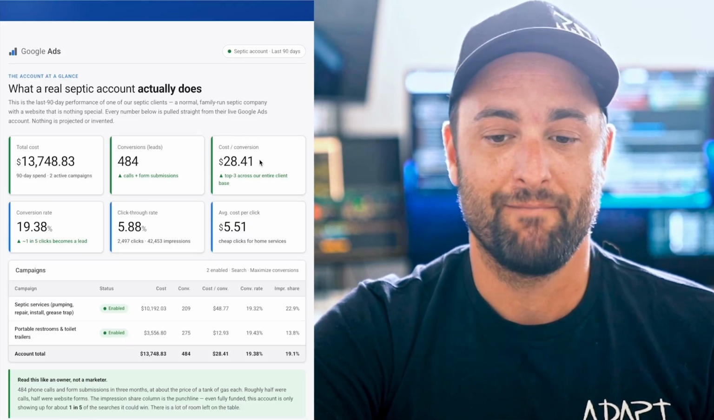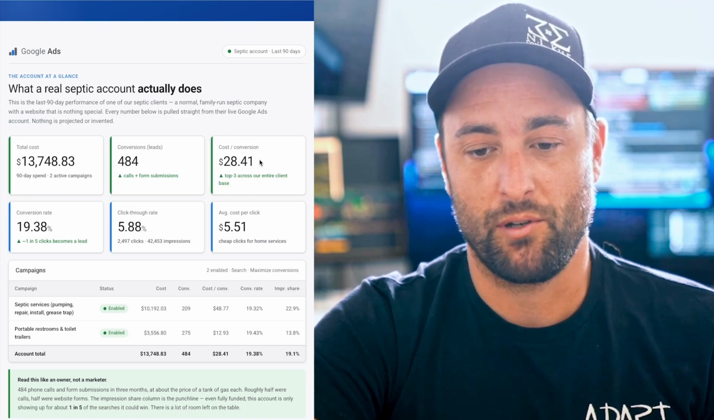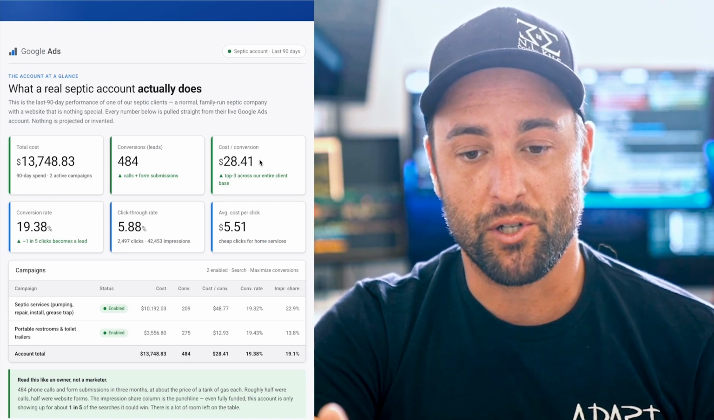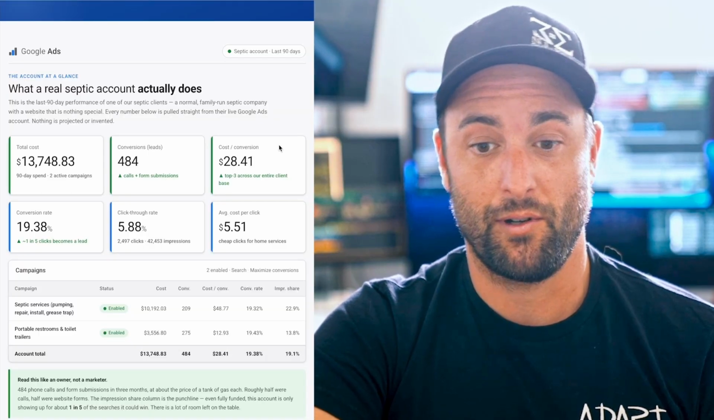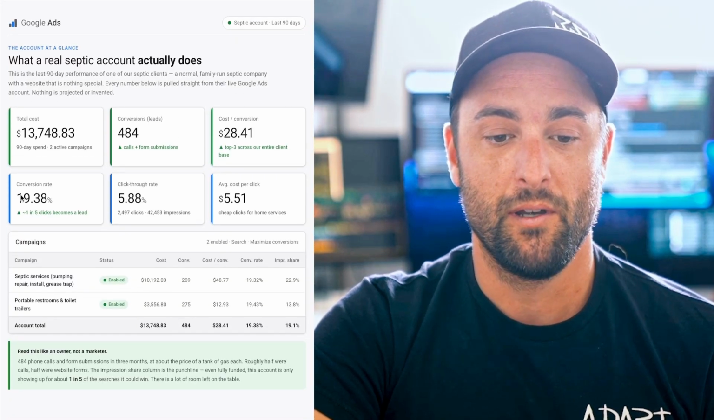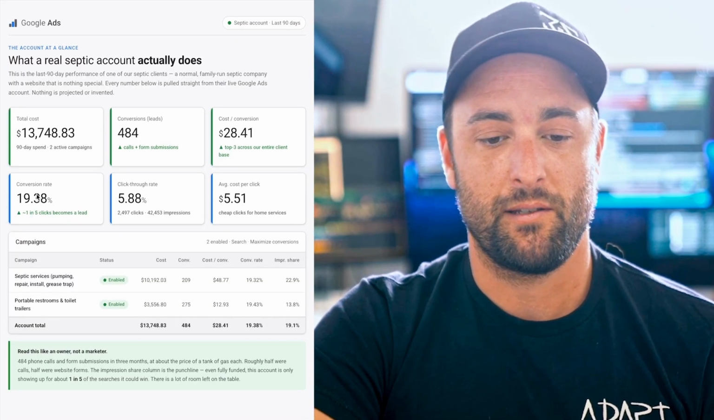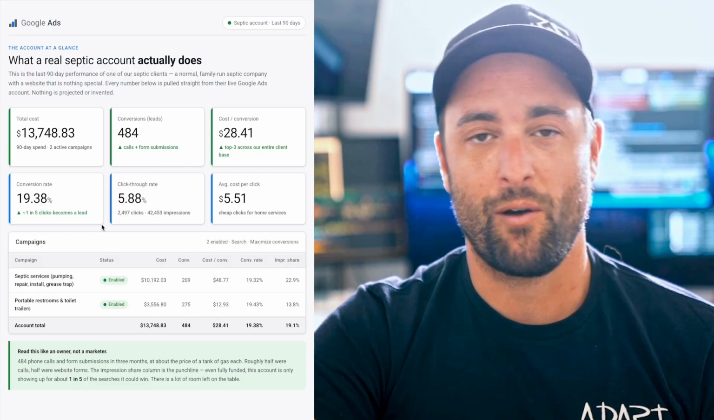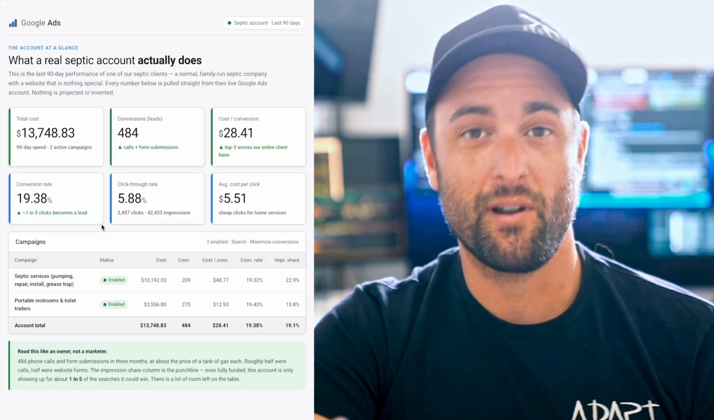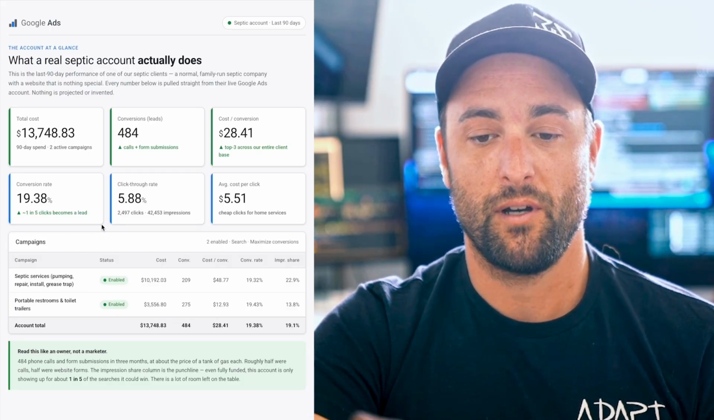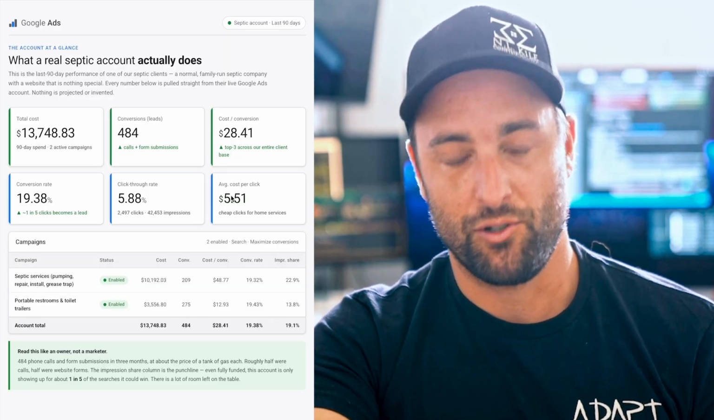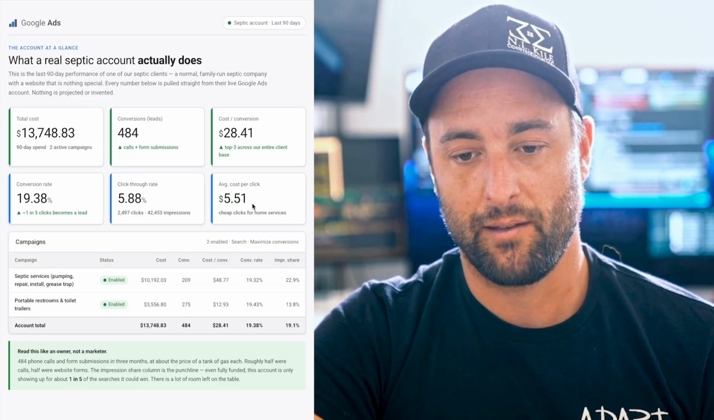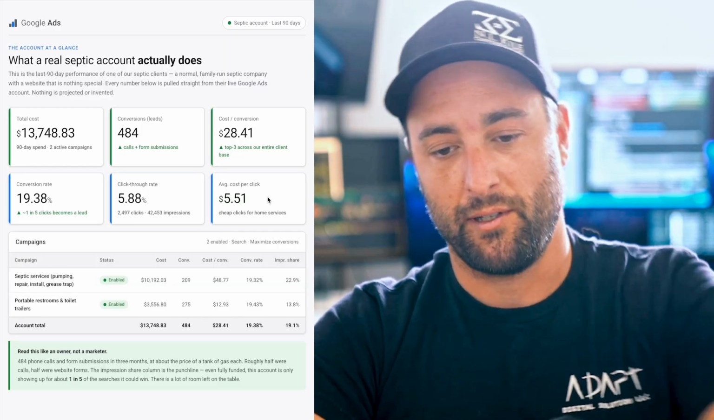If they profit, I don't know how much they're profiting, but if they profit $1,500 per job and they're paying $150 to get them, then that's a 10x return on their investment, which is pretty solid. The conversion rate, this is almost 20%. That just means about 1 in 5 people who actually click on their ads are converting, so becoming a lead. Click-through rate, that just means for every time the ad shows up, how many times is somebody clicking it, and the average cost per click is $5.50.